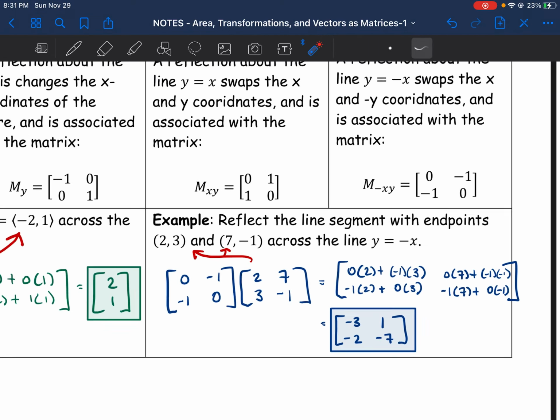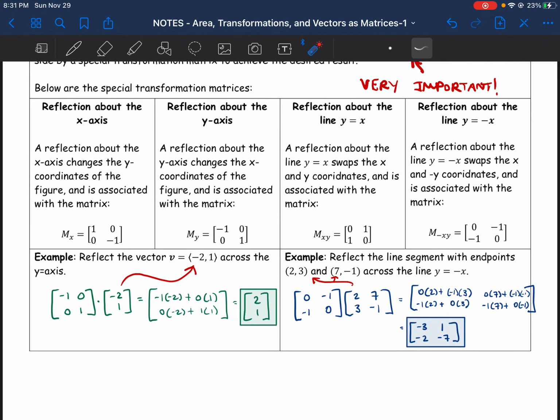Now both of these, if you wanted to, you could also double check with the Desmos matrix calculator. Double check this calculation right here.